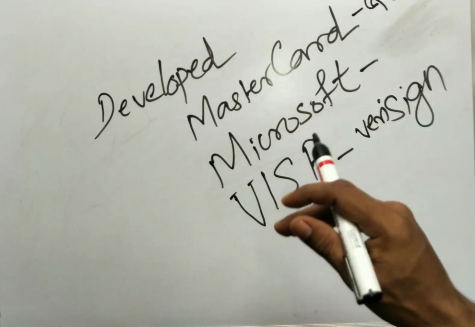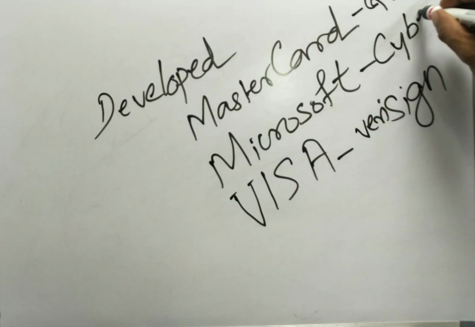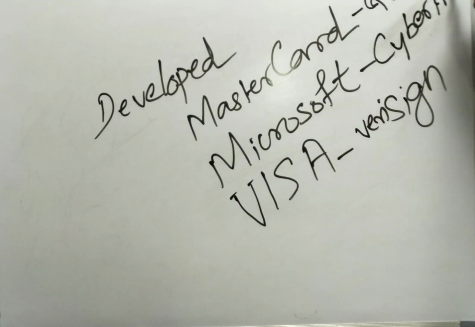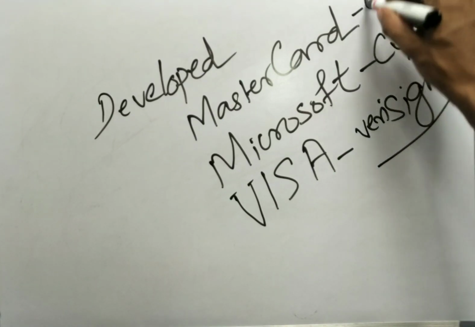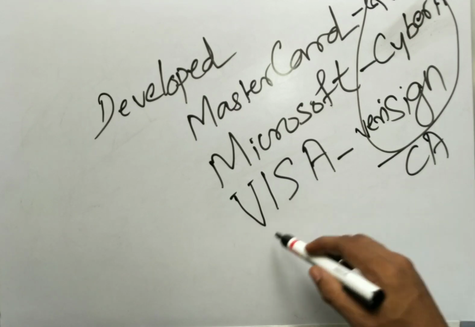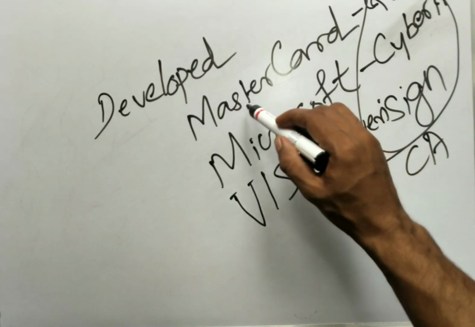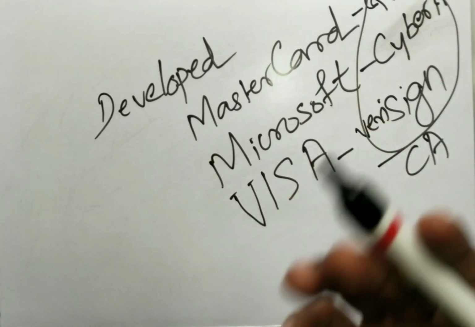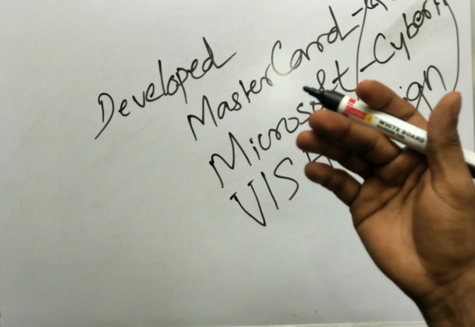Microsoft, obviously, has an alliance with Cyber Trust. Okay, so these are some of the certifying authorities. VeriSign is with Visa, Microsoft and Cyber Trust. Mastercard and GTE have jointly issued so much digital certification.